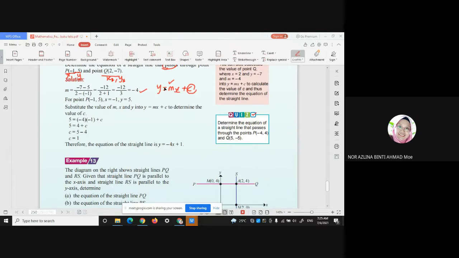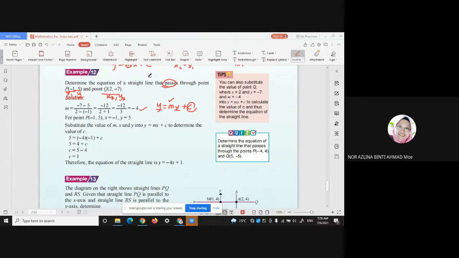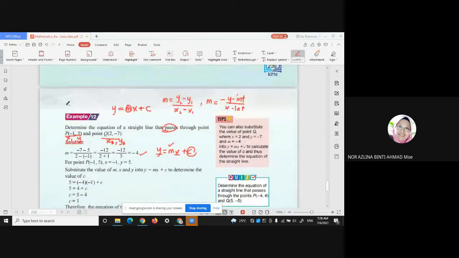Which point do we need to use, P or Q? You can use P and also Q, because these two points lie on the straight line. You can use any point that lies on the straight line. The straight line passes through points P and Q, which means P and Q lie on the straight line. So you can use either one.